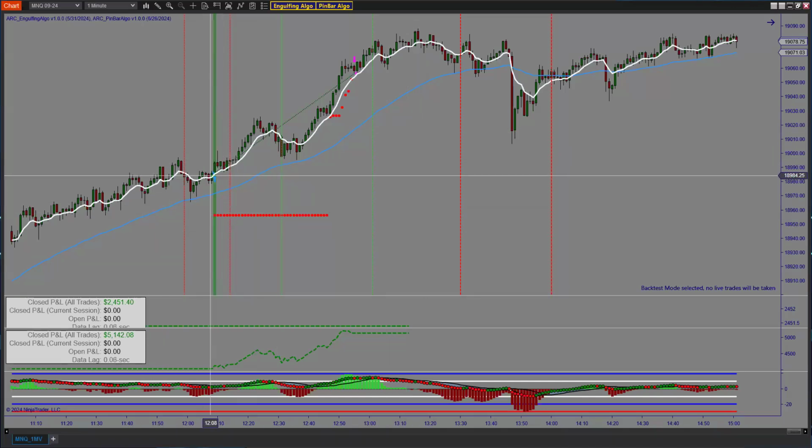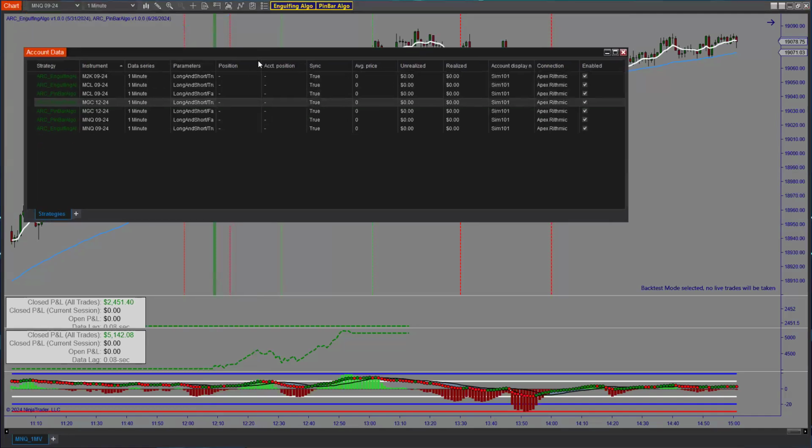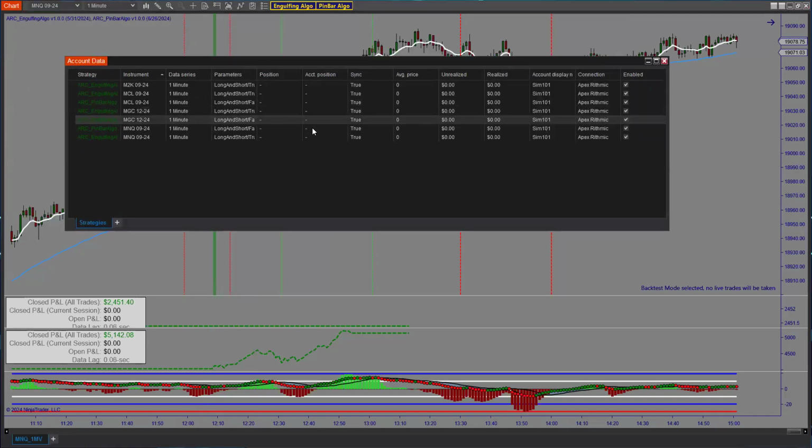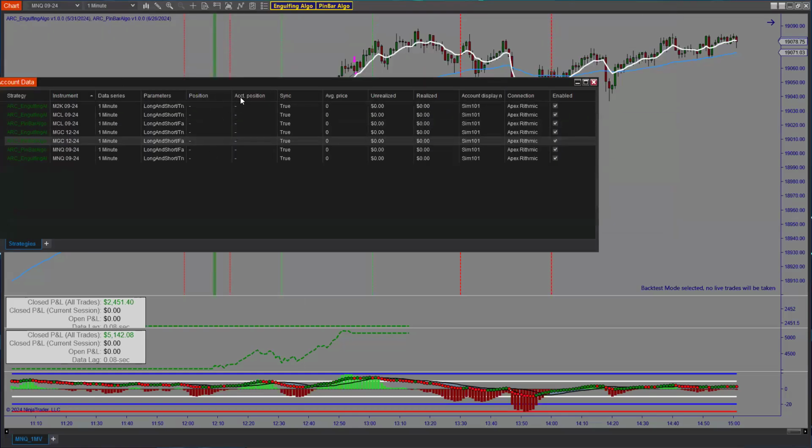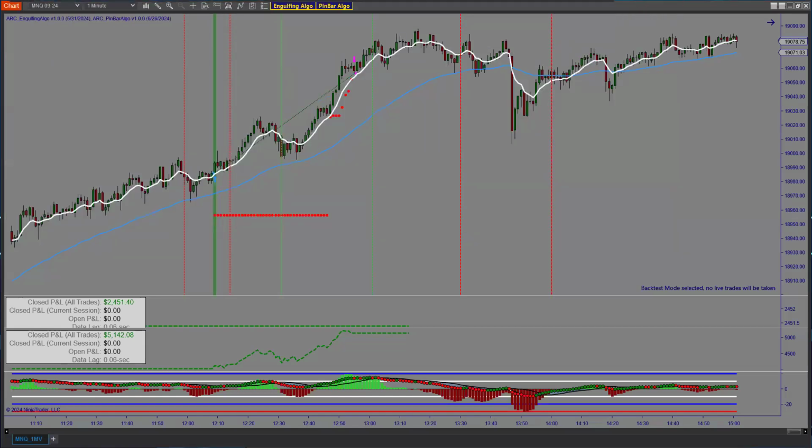So if you're in an engulfing long, you bring your markets together and you go, okay, I'm going to go to my pin bar, which is right here. You can see pin bar, and turn it off. So there you go. And it should even show when you have a position on. So right now there's no positions because it's on backtest mode, obviously.